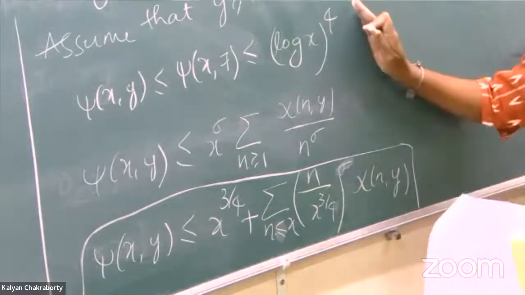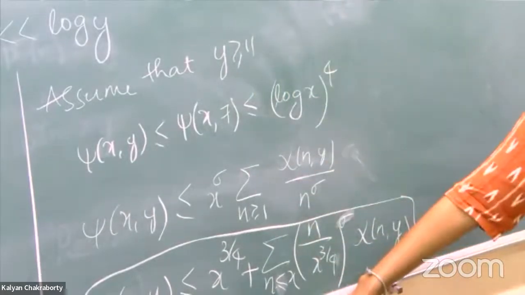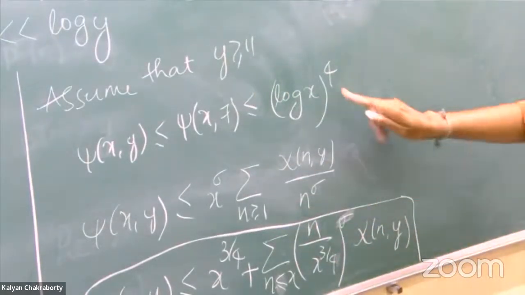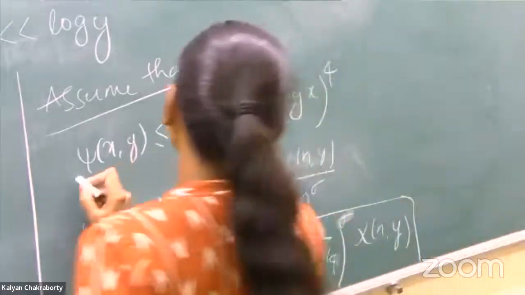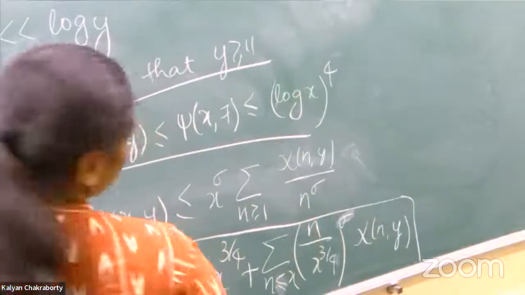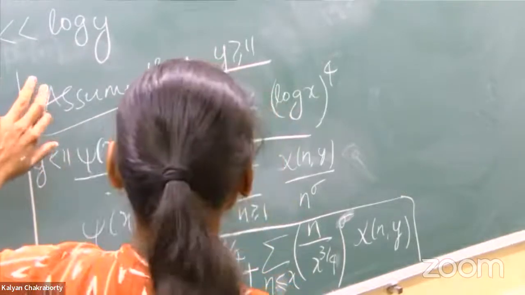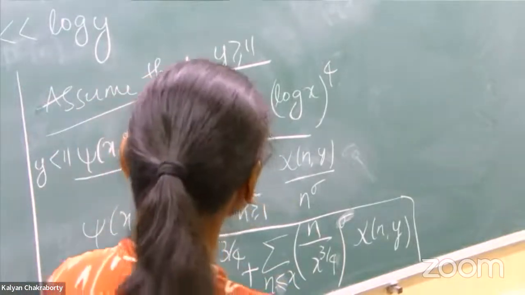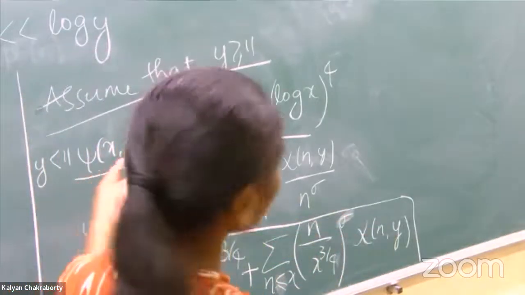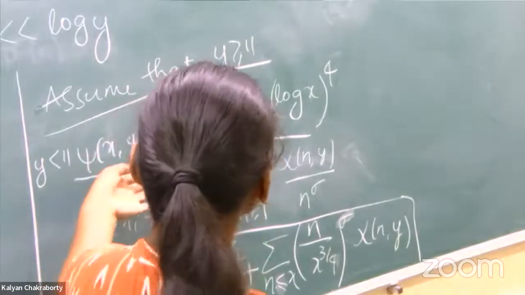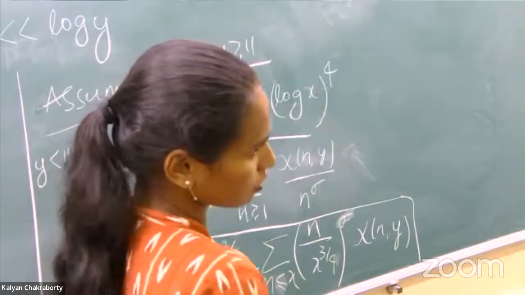So I am assuming this thing. This is for y less than 11. Then the second one is for y greater than 11. What will be happening? We are going to calculate for this function. For y less than 11, what will this function be, simply? For this there are facts like y less than 11, so y of x comma y is less than log x to the power 4.